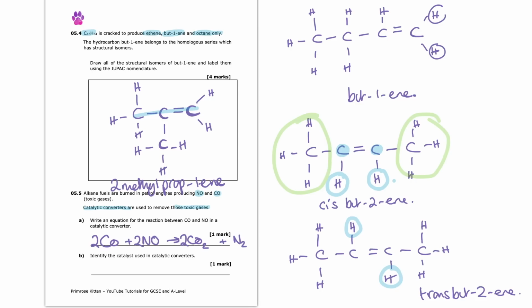And nitrogen, which is just an inert gas, makes up 78% of the atmosphere anyway. So that's absolutely fine there. Then for B, we're asked to identify the catalyst used in catalytic converters.